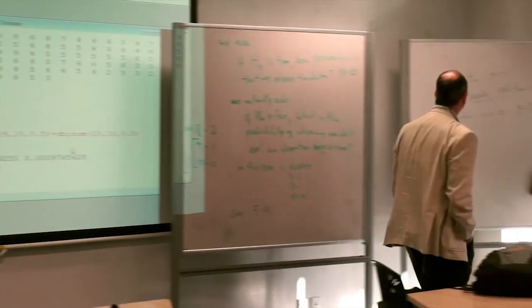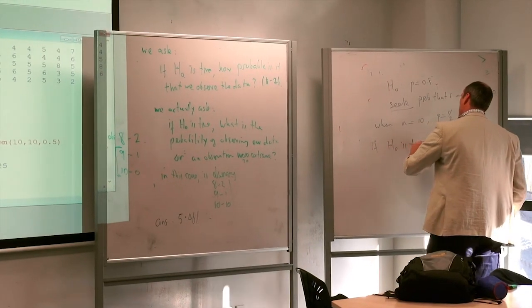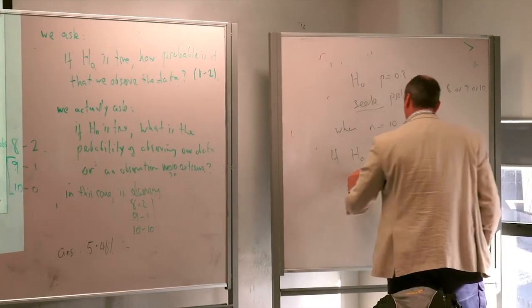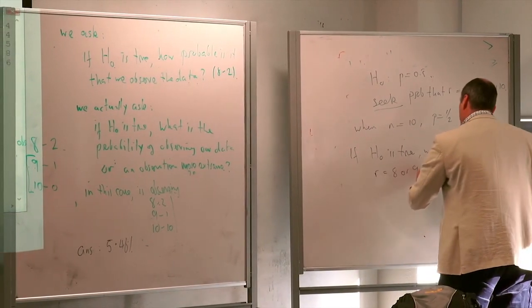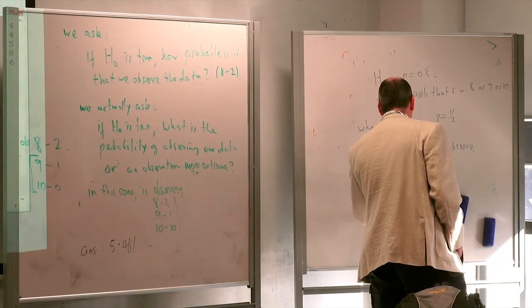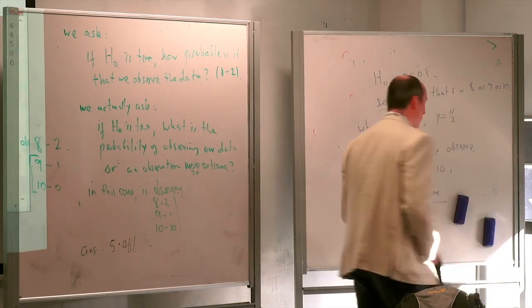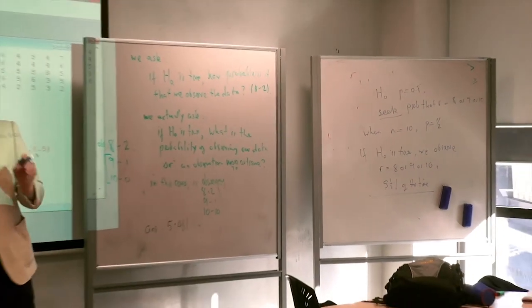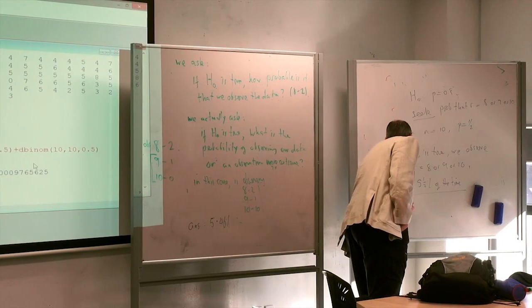So the way to think about that is that if the null hypothesis is true, we observe r equals 8 or 9 or 10 about 5.5% of the time. And we refer to that 5.5% as a p-value.